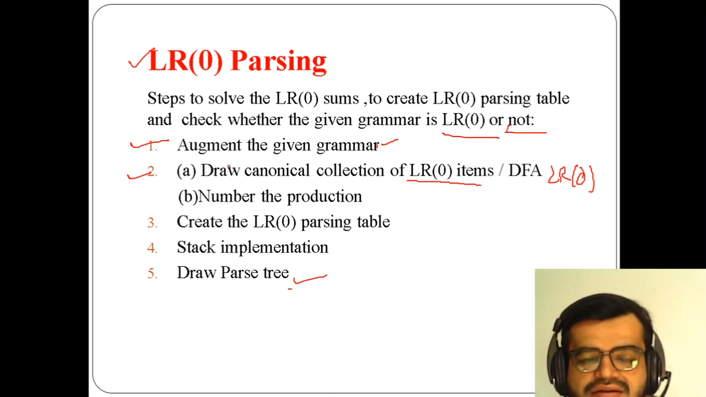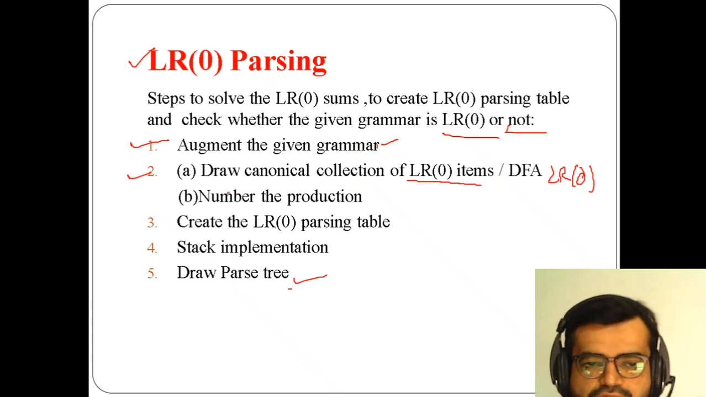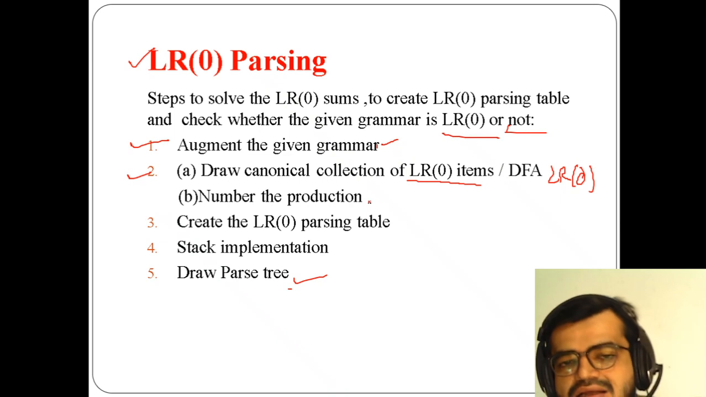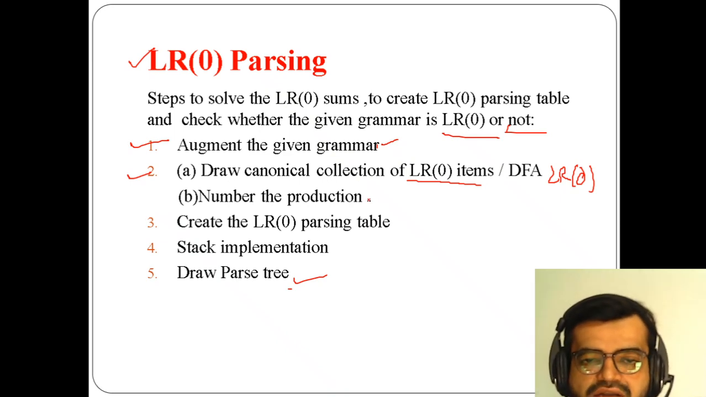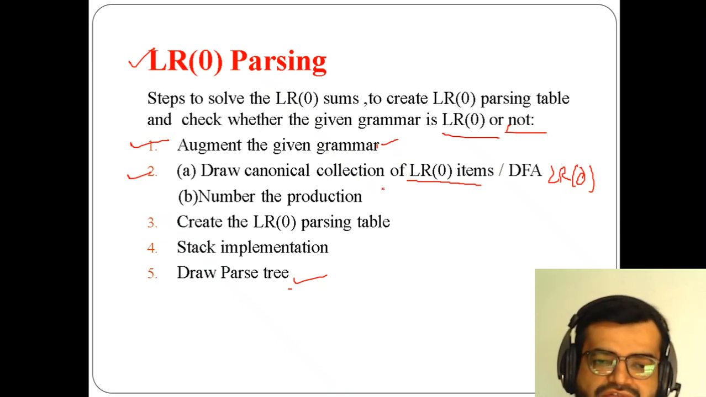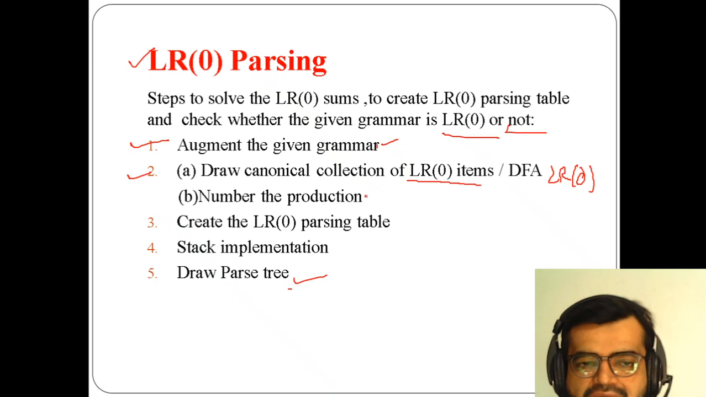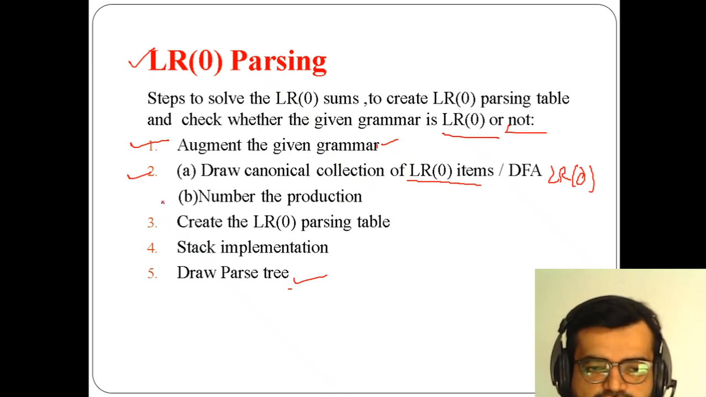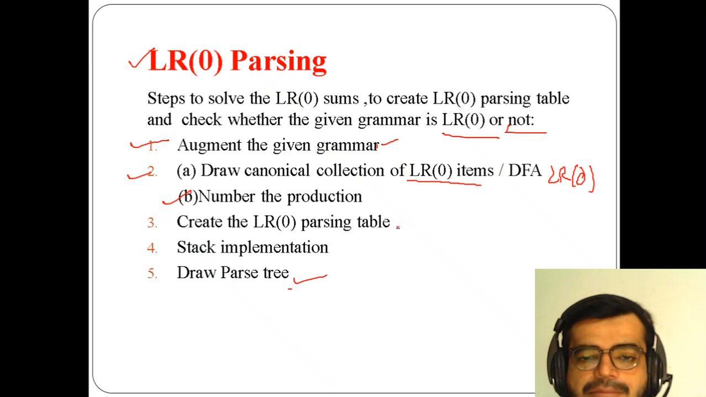Then after that, whatever productions are taken in the grammar, you have to number those productions as 1, 2, 3, and so on, based on the number of productions available, excluding the augmented production, the production which has been added in the augmented grammar. We have to exclude that, and the remaining productions have to be numbered 1, 2, 3. That will be useful for creating the parsing table.